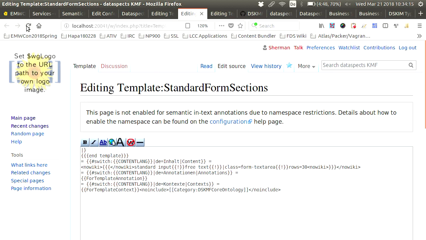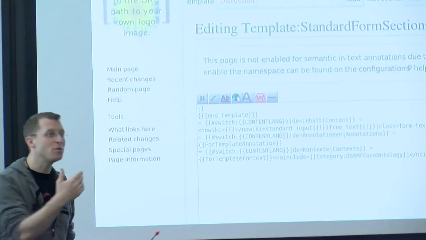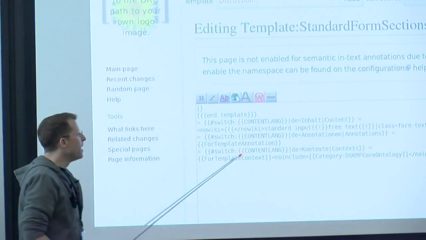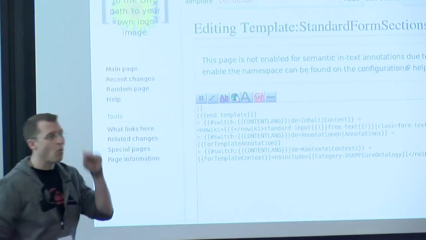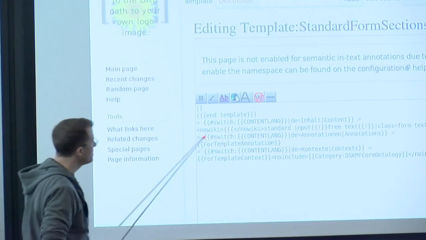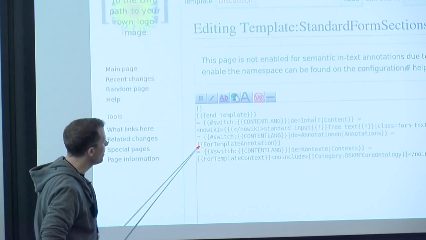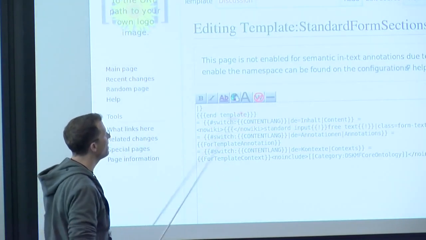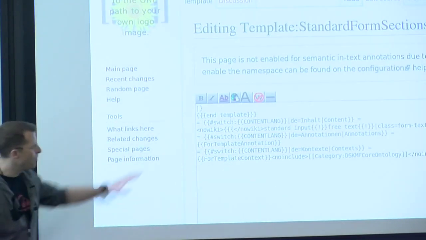So remember I said you have to give the user the capability to add any annotation at user time. He shouldn't call back to the wiki administrator and say, I need another form element, I need another property. He should be able to do that on the fly. That means we need form functionality for that. And the form functionality is tied in by a template called for template annotation. Now, keep that in mind.